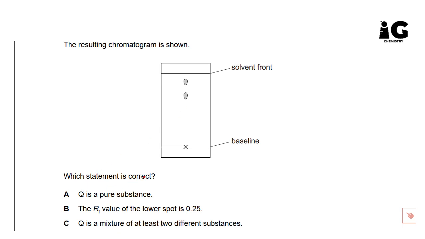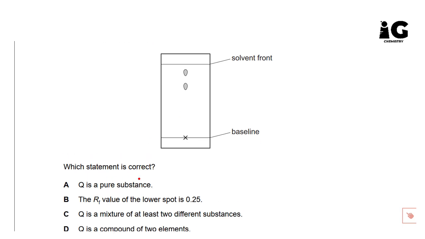Q is a pure substance. So actually, guys, Q is not pure because here we have two spots. So it means this is a mixture of two different substances.